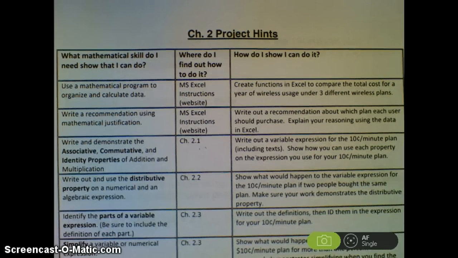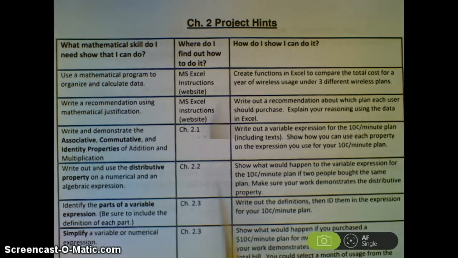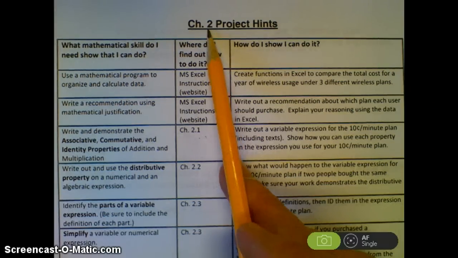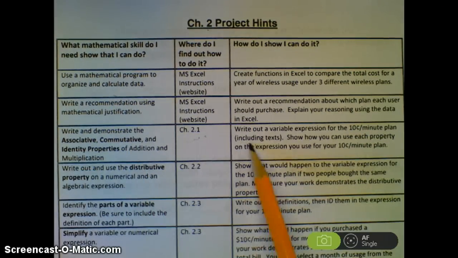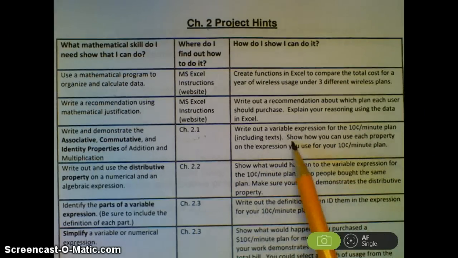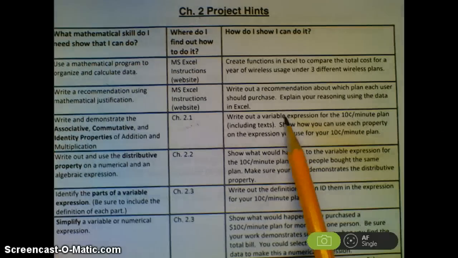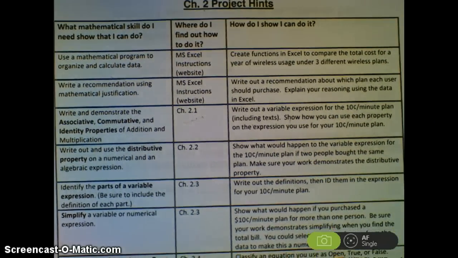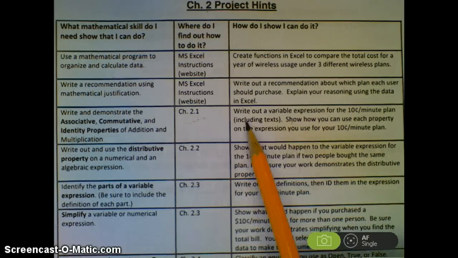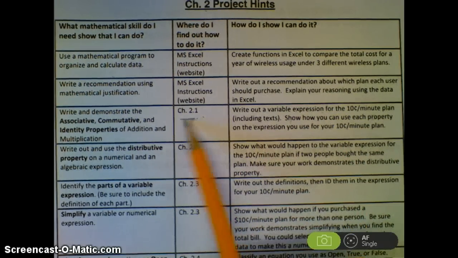So here's the chart that you've got to complete to finish the Chapter 2 project. You've got your skills, you've got where to learn about those skills, and then the actual task you have to do. So what I'm doing here is breaking down the tasks so you don't feel overwhelmed in doing them. So here we go. I'm going to start with writing out the variable expression for Chapter 2, Section 1.